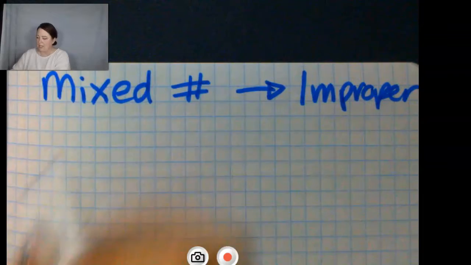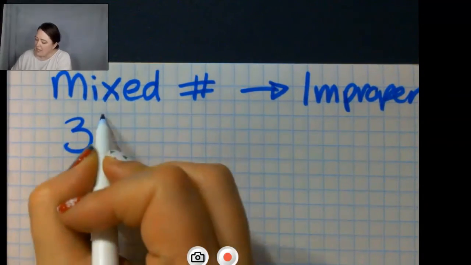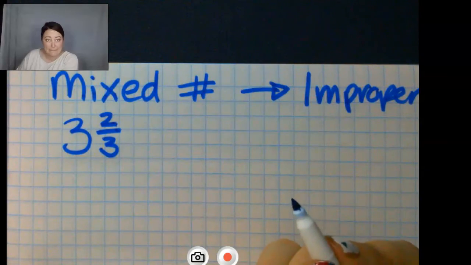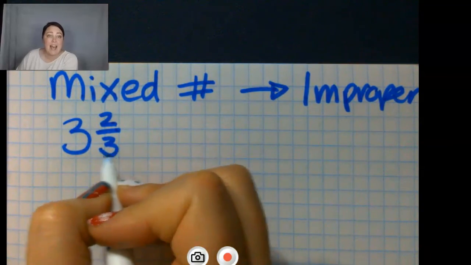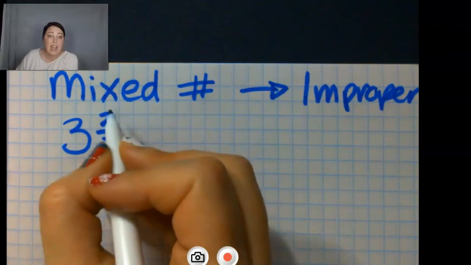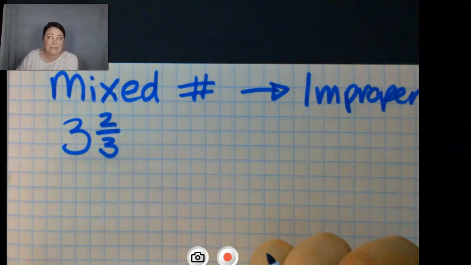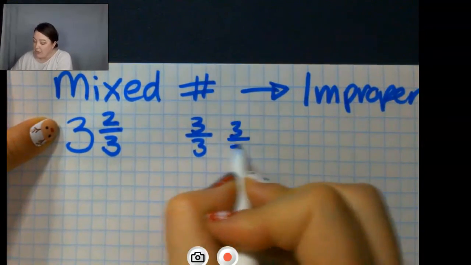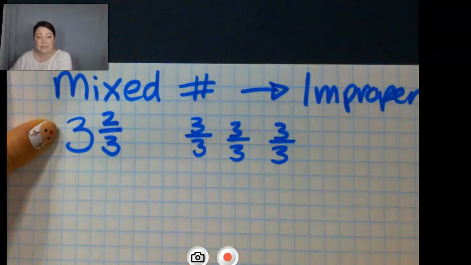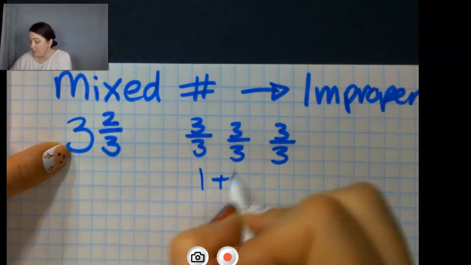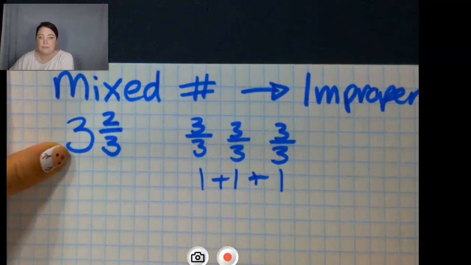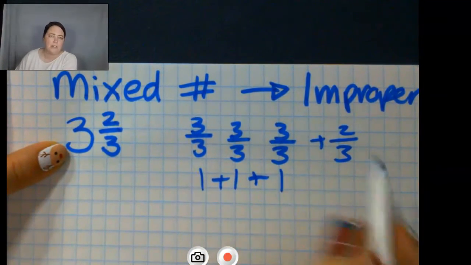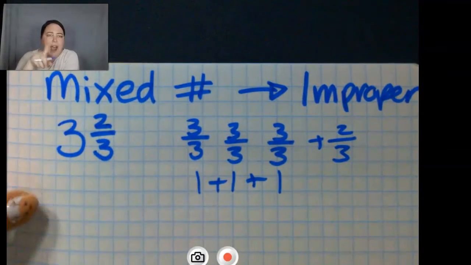First, we need a fraction. Let's have three and two thirds. This means I have three wholes. And then two thirds of a fraction. So I have three over three, three over three, three over three. That's my three wholes, right? One plus one plus one plus two thirds.